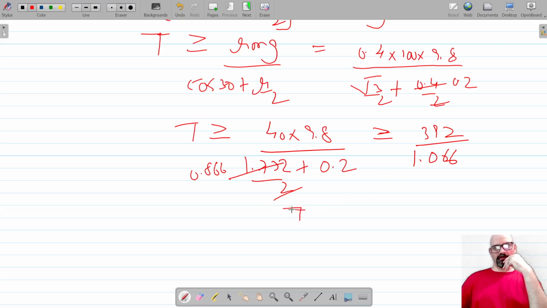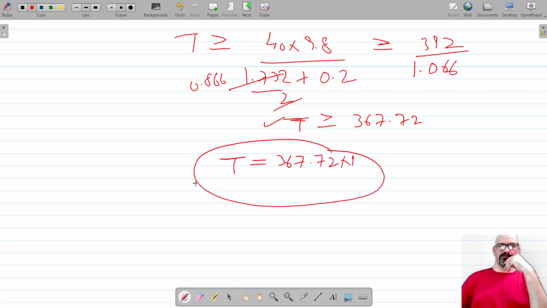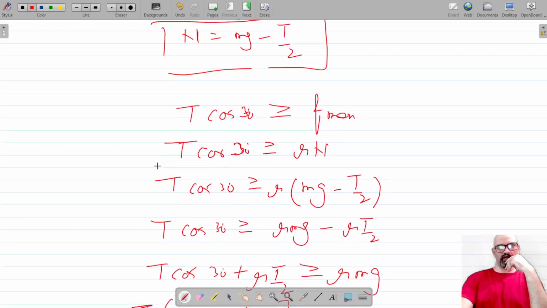Okay, so T is greater than or equal to 392 divided by 1.066. 392 divided by 1.066 is equal to 367.72. So that means the minimum value of tension should be 367.72 Newton. So T is equal to 367.72 Newton. This is the minimum tension that has to be in the string required for the given condition.